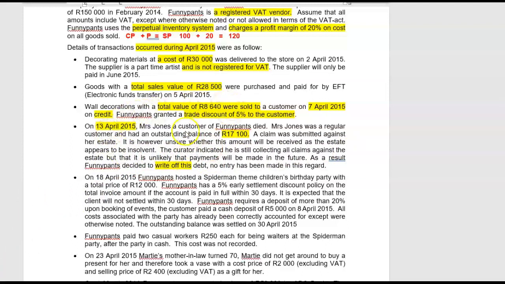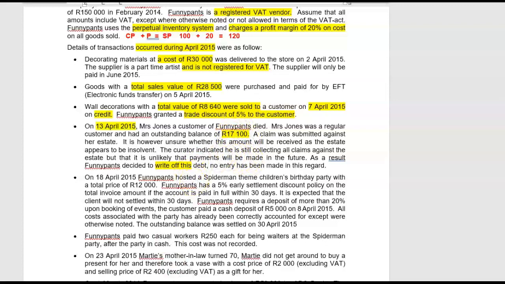Now, initially when the sales transaction took place, we debited the debtors with 17,100, we credited sales with that exclusive amount, and we credited that output. Now we want to get rid of that 17,100 Rand in our books because we've never collected the money. So the receiver of revenue says, okay, now you can claim the VAT back. So what are we going to do?